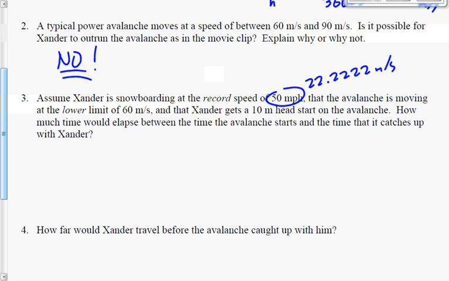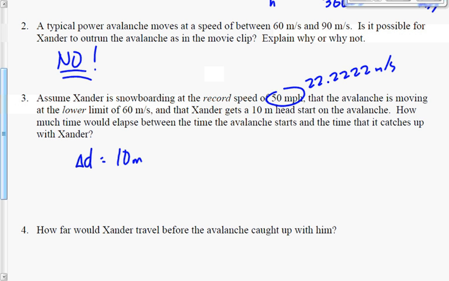It's 10 meters behind. So if Xander travels 100 meters, it needs to travel 110 to catch up. If Xander travels a kilometer, it needs to travel a kilometer plus 10 meters to catch up. If Xander travels 5 meters, then the avalanche needs to travel 15 meters in order to catch up to him. Does that make sense? If Xander is standing still, then the avalanche needs to travel 10 meters to catch up to him. So the avalanche needs to travel relative to Xander 10 meters. The distance covered by the avalanche relative to Xander is 10 meters.